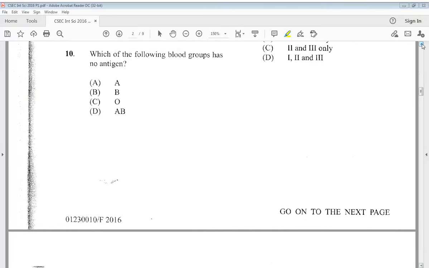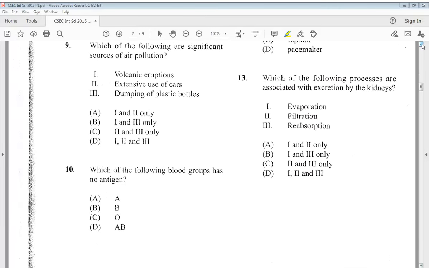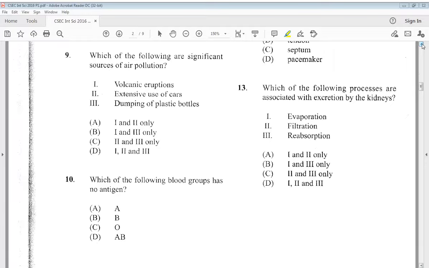Number 9. Here we go. Which of the following are significant sources of air pollution? 1, volcanic eruptions, 2, extensive use of cars, 3, dumping of plastic bottles. So our answer would include what of those 3 given? So the answer would be volcanic eruptions and extensive use of cars, significant sources of pollution. So A would be our answer.